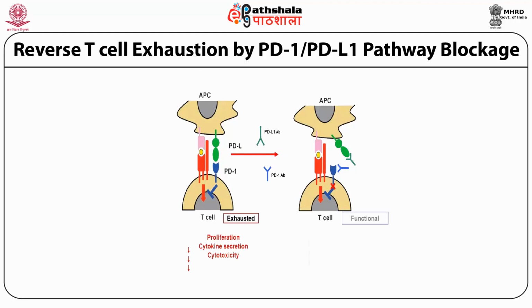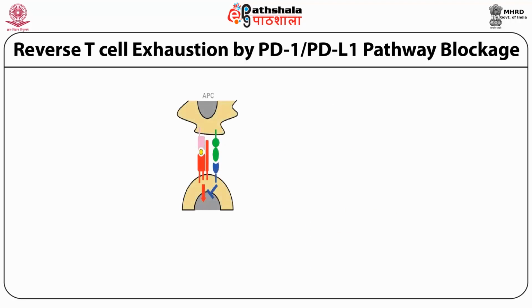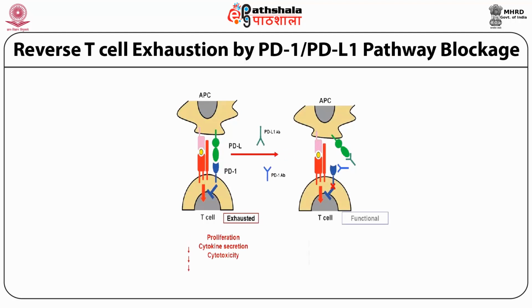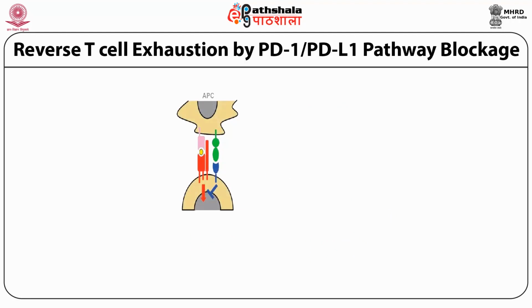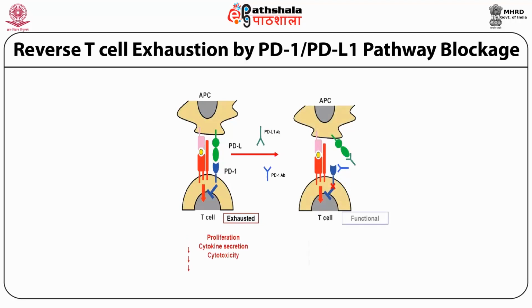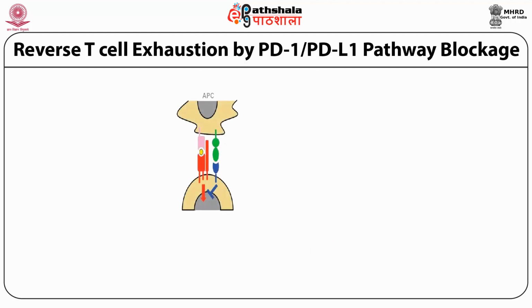However, now biotherapy has come where you have the antibody against PD-1 or antibody against PDL1. Now you block the PD-1 and PDL interaction, which gets attached with the antibodies, and again T cells become functional. They are not exhausted anymore. They proliferate, they secrete interferon gamma, TNF alpha and IL-2, and they become cytotoxic also. So in a very simple way, blocking the PD-1, PDL1 axis makes the T cell functional.